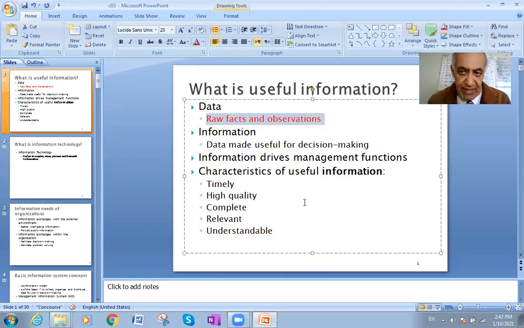If data is the raw material, the information is the output of processing the data, and it is useful for making decisions. We do not make decisions with data. We make decisions with information. Data is raw facts, but information drives management functions. Characteristics of useful information: it must be in time, not late; high quality; as much as I need; complete, not short; relevant to the situation I'm studying; and understandable. This is about information.